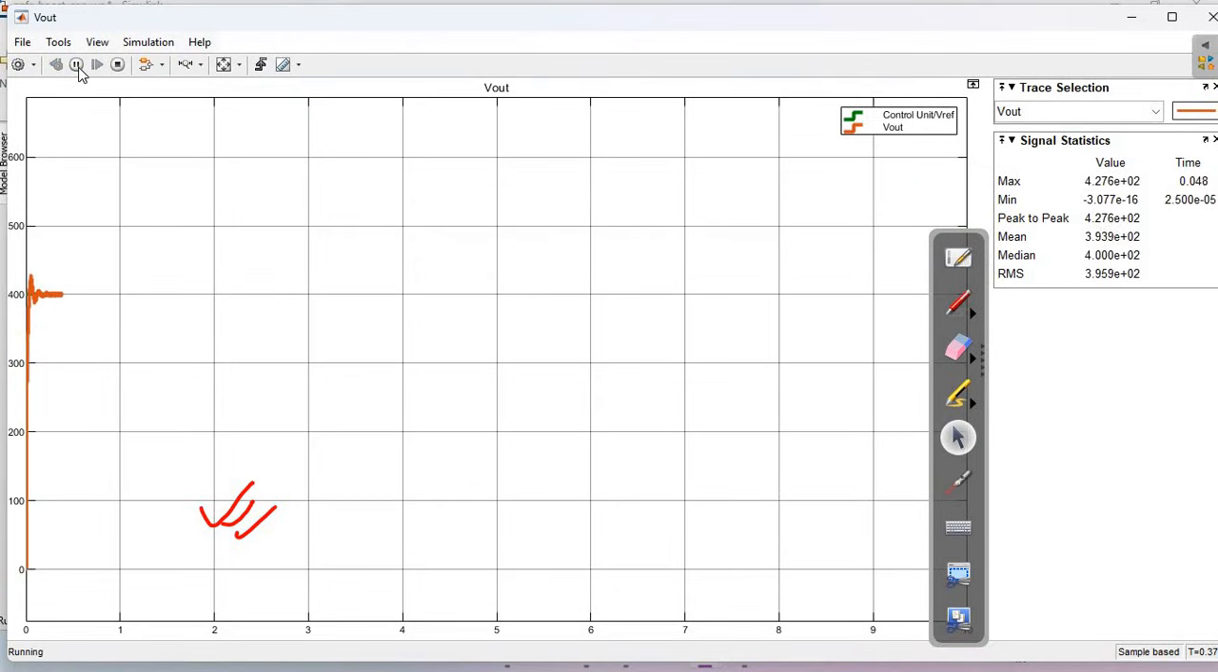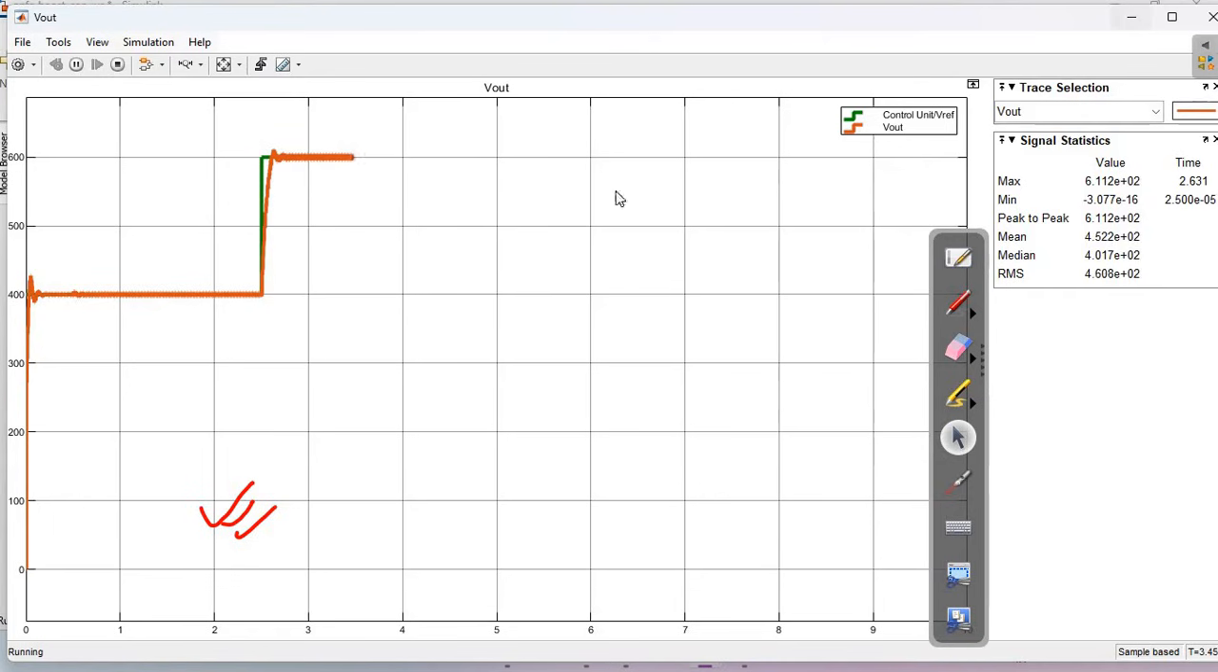Here starting from 400, this green line shows the reference, and this V out is our actual output voltage. At 2.5 seconds the green line shifted to 600 volts as per our given input. Then we have to check V out. V out is also tracking that and shifted to 600 volts.